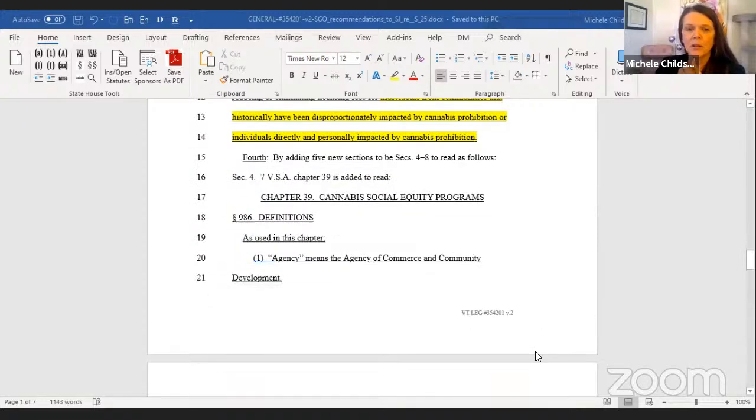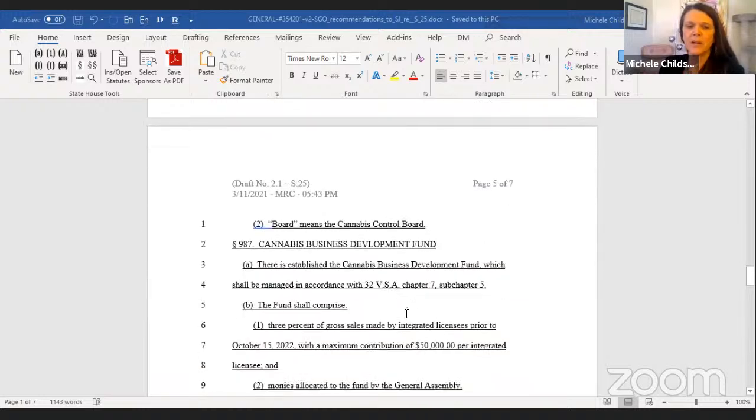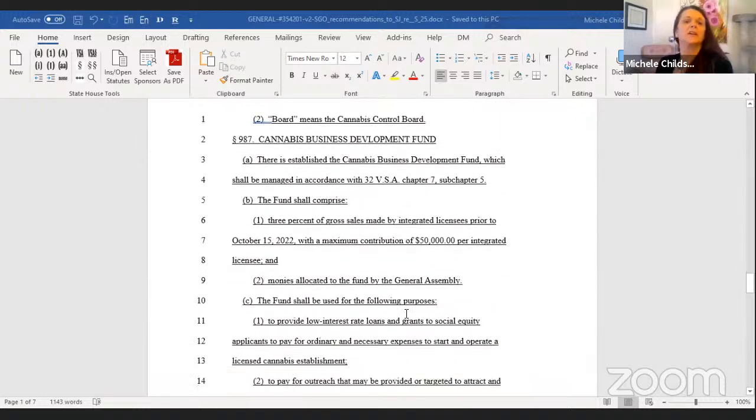So section 4 is adding a new chapter in Title 7 under the other cannabis chapters that would create social equity programs. Section 986 is just the definition section. Section 987 establishes the Cannabis Business Development Fund.